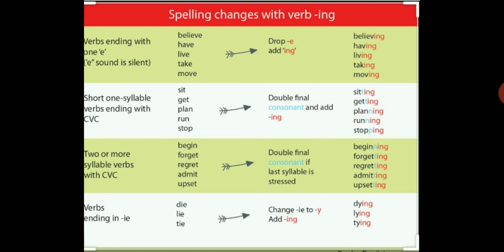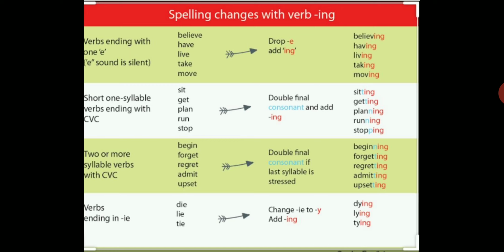The next rule is for short, one-syllable verbs. If it has only one syllable, then we add ing. Before we add ing, we double the final, meaning last, letter. Sit becomes sitting. We use t two times and then add ing. Sit becomes sitting, get becomes getting, plan becomes planning, run becomes running, stop becomes stopping.